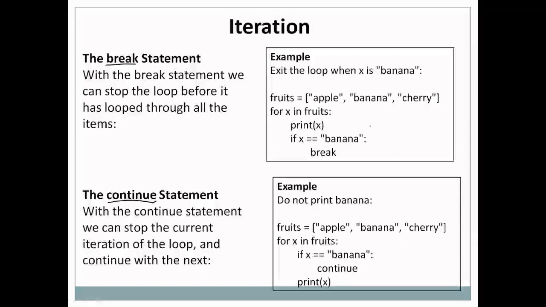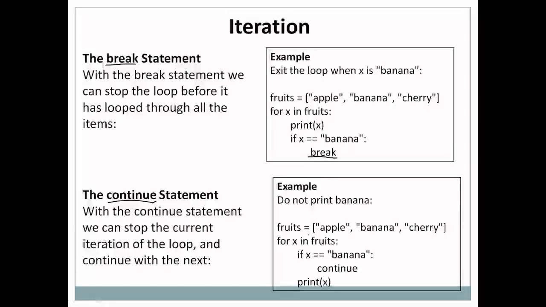Now it will print banana first, because the printing statement is at the beginning. So it will print banana, then it will check if x is equal to banana. The second time x is equal to banana, so when it is equal to banana, break is executed. And once the break is executed, it will simply come out of this for loop and the output will be only apple and banana. It will not print cherry because we have executed a break statement that makes it come out of the for loop.